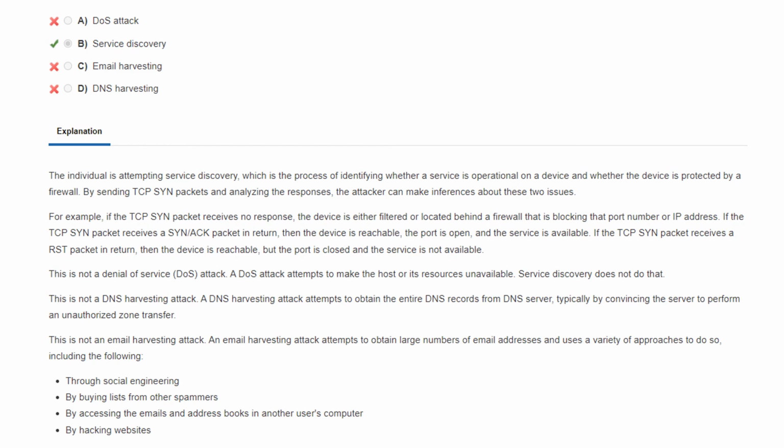This is not an email harvesting attack, because in an email harvesting attack, an attempt is made to obtain large numbers of email addresses and uses a variety of approaches to do so, including through social engineering, by buying lists from other spammers or criminals, by accessing the emails and address books in other users' computers, and by hacking websites, among other techniques.